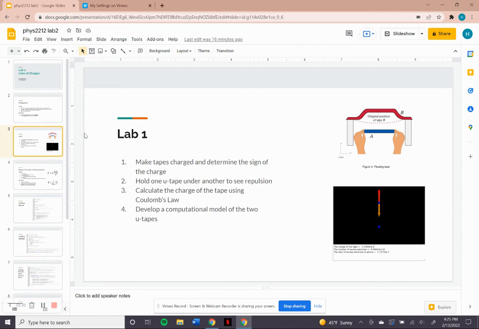In the first lab, just as a recap, we made tapes charged and determined the sign of the charge, held one U-tape under the other to see repulsion, as we can see in the top right photo, and then we calculated the charge of the U-tape using Coulomb's law and developed a computational model of the two U-tapes. So in the bottom picture, we can see the two U-tapes are represented with the balls, and the gravitational force and the electric force are represented with the arrows.